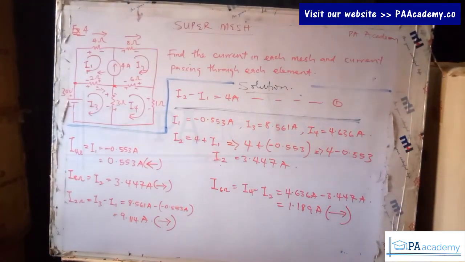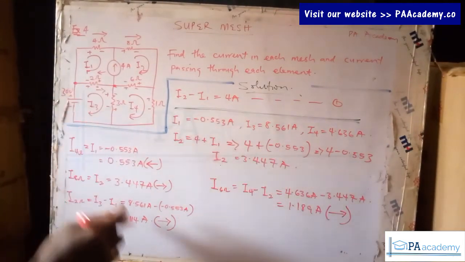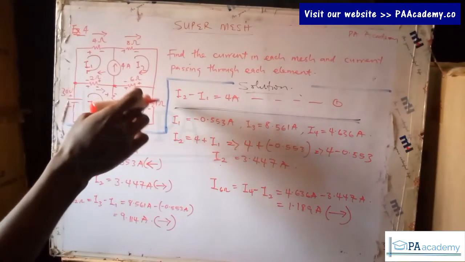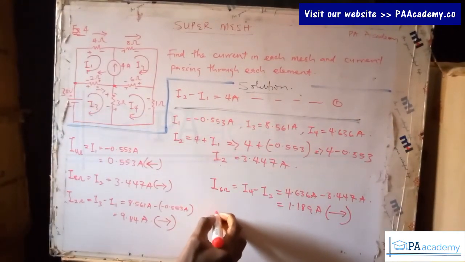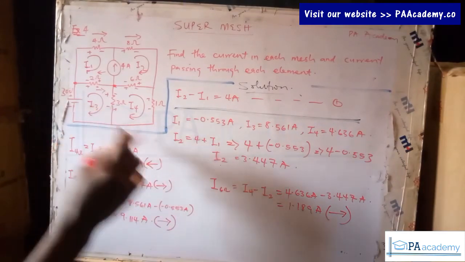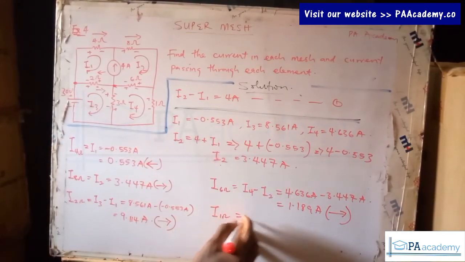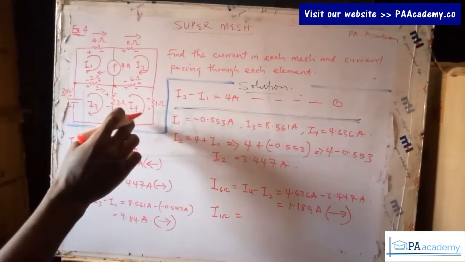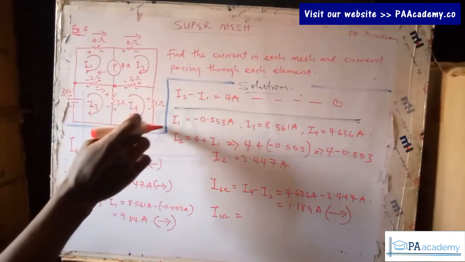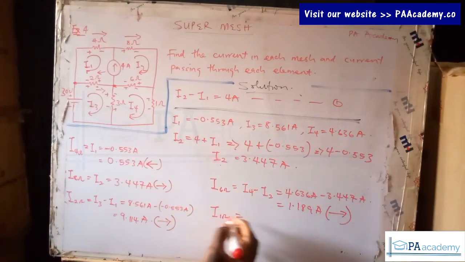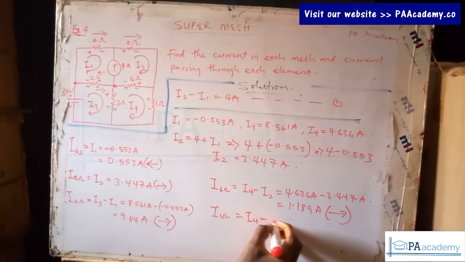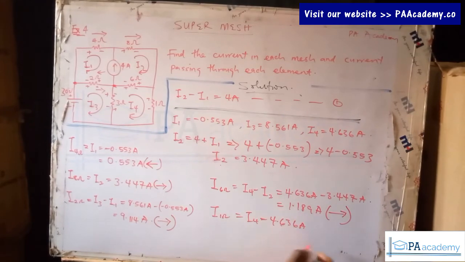So let's look at the next one. Okay, that's the last one, the 1 ohm resistor. Okay, we still have the 3 ohm resistor here. Alright, so let's look at the 1 ohm resistor. There's only one current flowing through it, which is I4. So this is still going to be I4, and that is 4.636 amperes, and the direction is downward. This one is straightforward, it is downward.